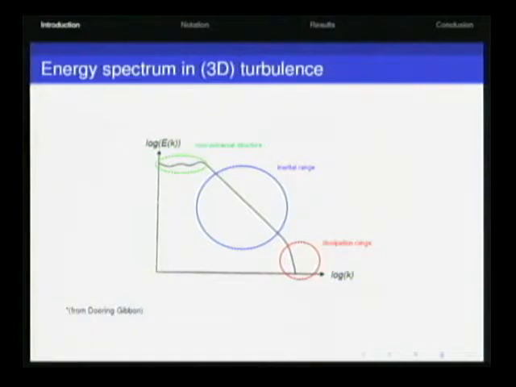And Kolmogorov posits that the energy spectrum should obey a power law there of k to the minus 5/3. And then that inertial range extends all the way up to this dissipation range, which I've circled in red. This is where the energy spectrum experiences an exponential cutoff due to the viscous energy consumption. And so the location of that dissipation range is what we're after, an estimate of where that's located.